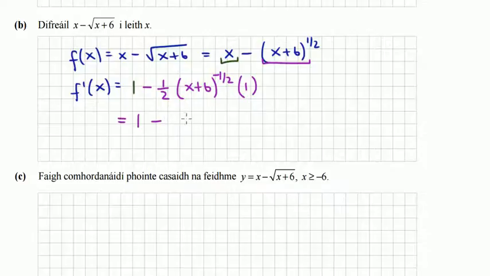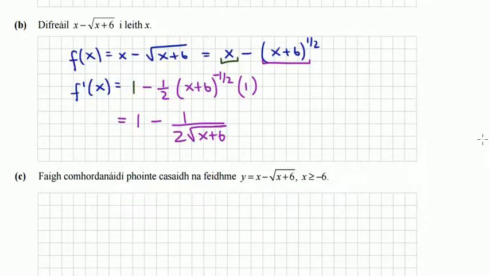So that's 1 minus 1 over 2 times the square root of x plus 6. So there I've just, because it's minus 1 over 2 as the power, I brought it below the line and changed it back into a square root. I could have left it as x plus 6 to the power of a half either.